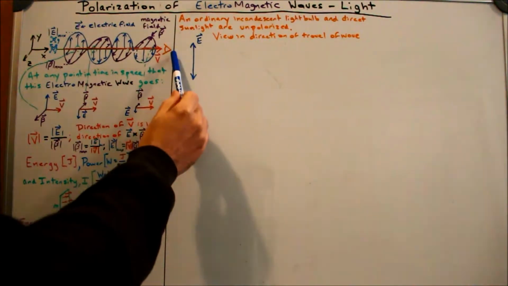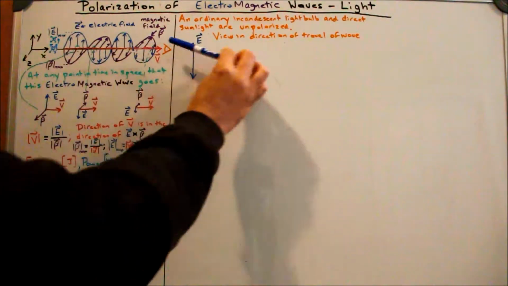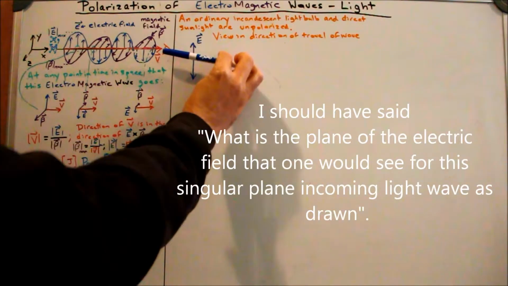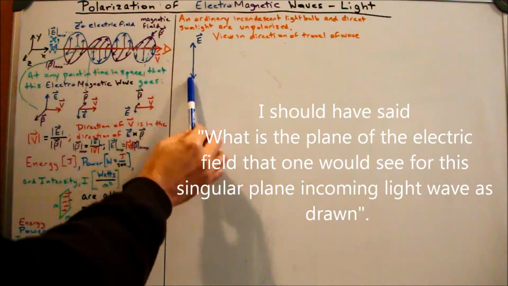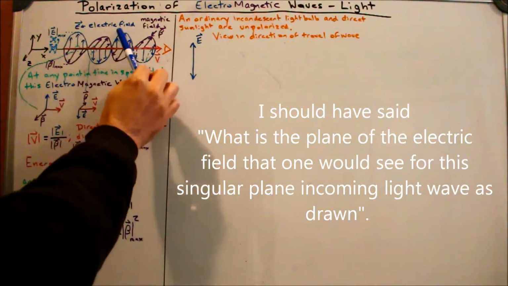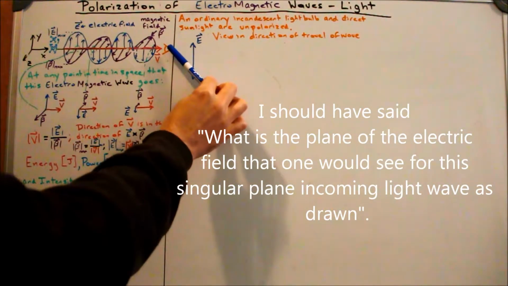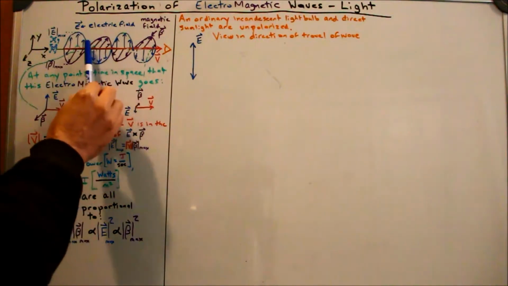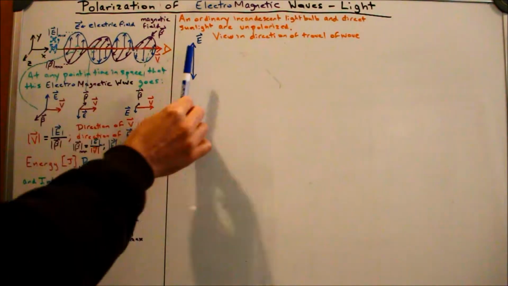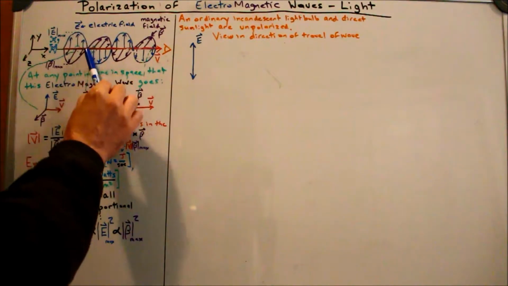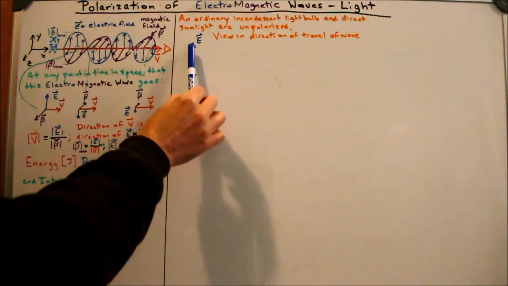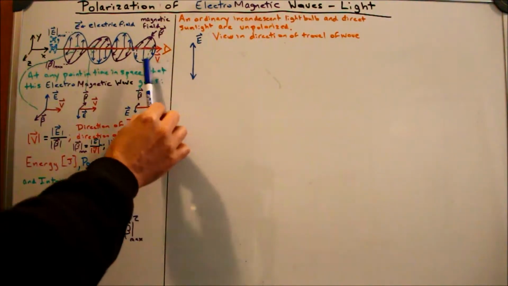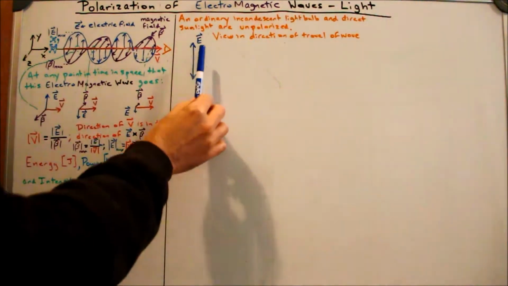Now consider that I have a view which is along the x-axis. I'm looking toward the negative direction, and here I am, and what I'm trying to imagine is what's the magnitude of the electric field that one would see from that point of view. This electric field is only in the XY plane, so as this is coming towards me, I know that the electric field is just going up and down in that singular plane for that singular electromagnetic wave.